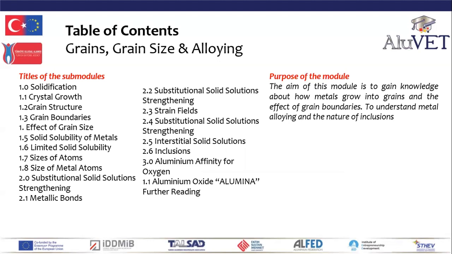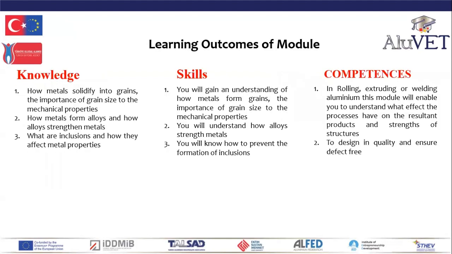The aim of this module is to gain knowledge about how metals grow into grains and the effect of grain boundaries, how different metals form into alloys, to understand metal alloying and the nature of inclusions and the effect of inclusions. In rolling, extruding, or welding aluminium, this module will enable you to understand the effect the processes have on the resultant structures, products, and strength of those structures, to enable you to design in quality and ensure defect-free products.